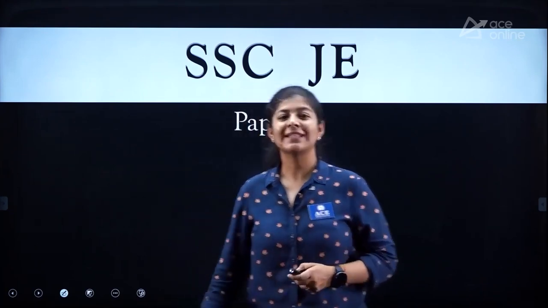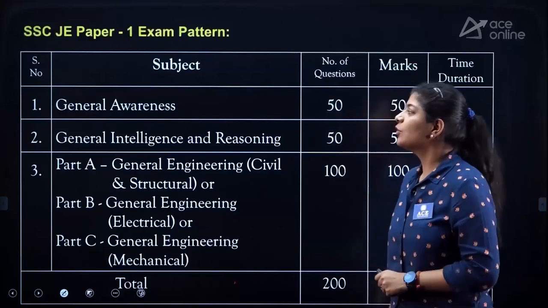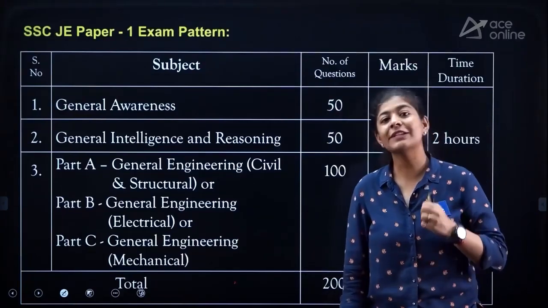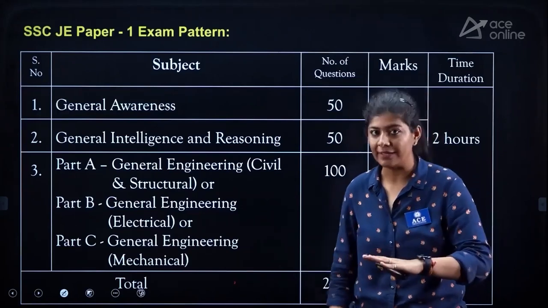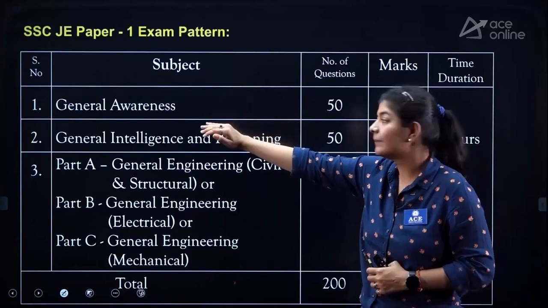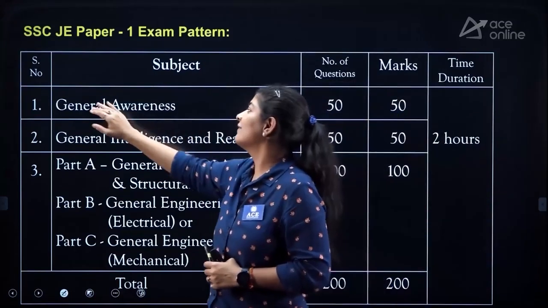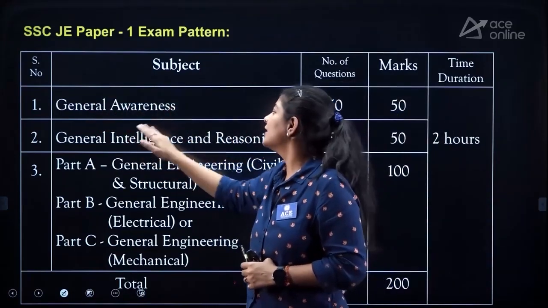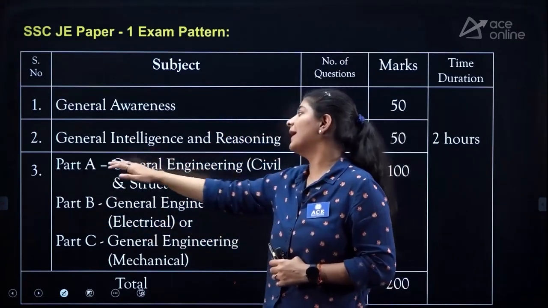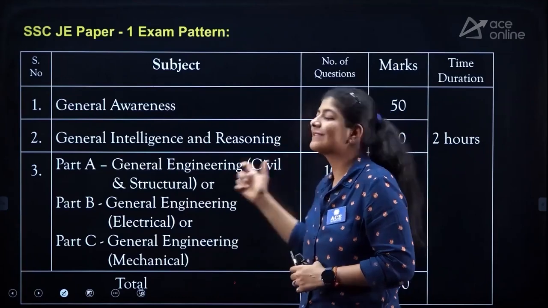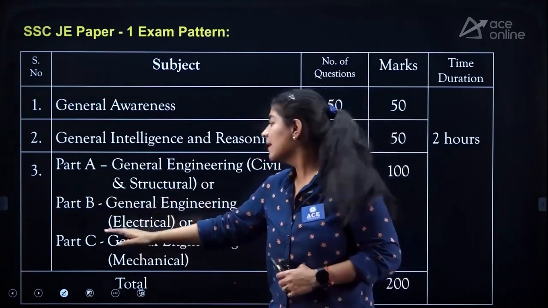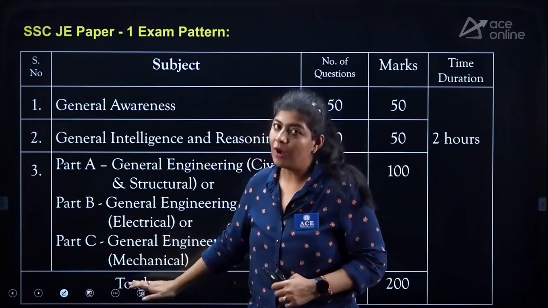So let's start with the exam pattern that we are having. If we do talk about the exam pattern, then we can say that here mainly we are having 3 topics in paper 1. We are having paper 2 separately, but here we are only going to discuss paper 1. If we talk about the subjects, we have general awareness, general intelligence and reasoning, and the technical section, where we have part A as general engineering for civil and structure, part B as general engineering for electrical, and part C as general engineering for mechanical.